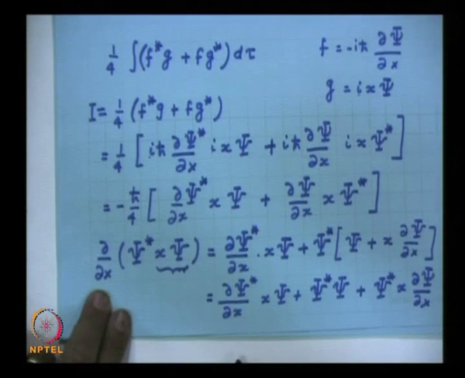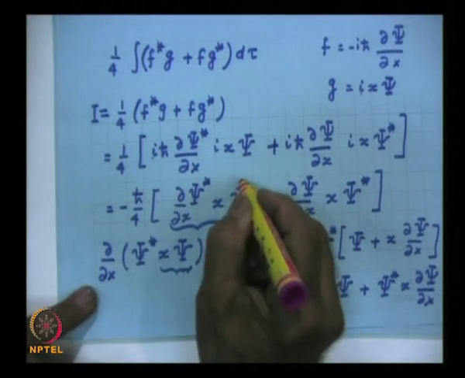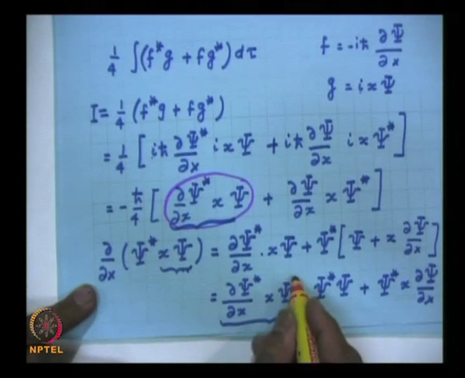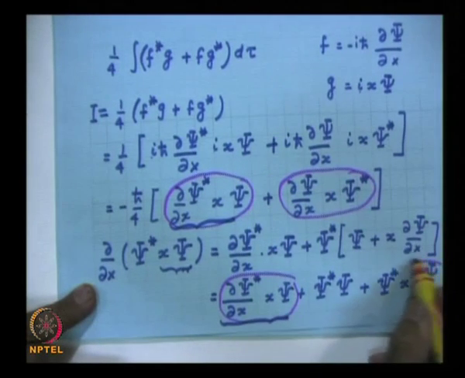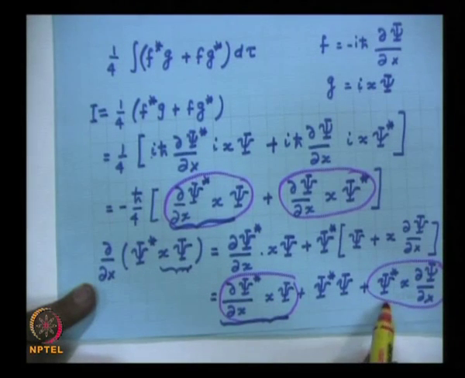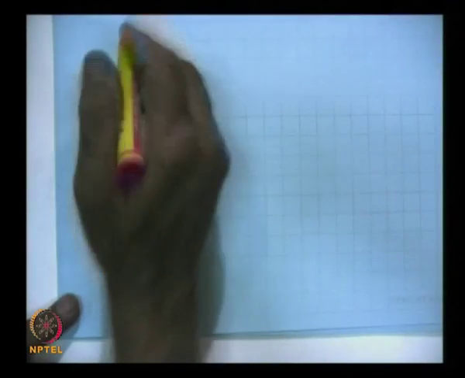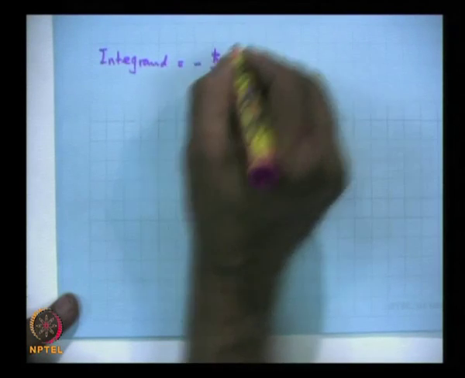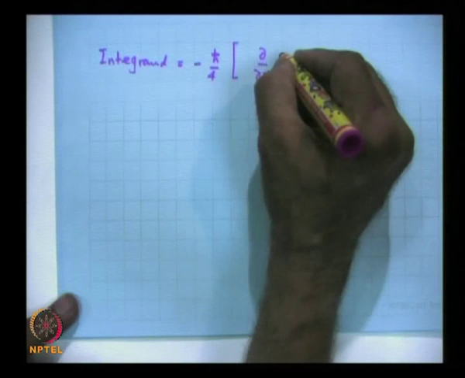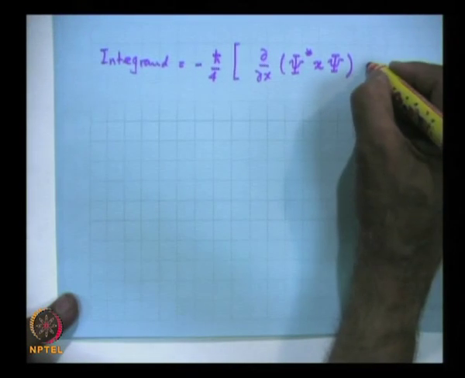So, if you see this term, let me encircle them with red. So, this term is the same as this term, and this term is the same as this term. So, this plus this, which is the quantity inside the square brackets here, is this minus this. So, therefore, the integrand will become minus h cross by 4, delta by delta x. One has to just patiently work this out. It is straightforward, but it requires a little patience, minus psi star psi.